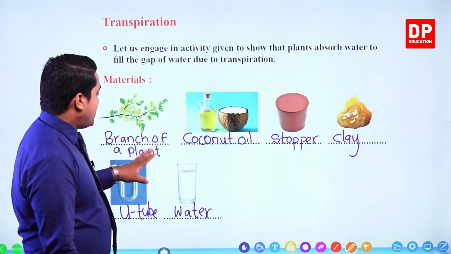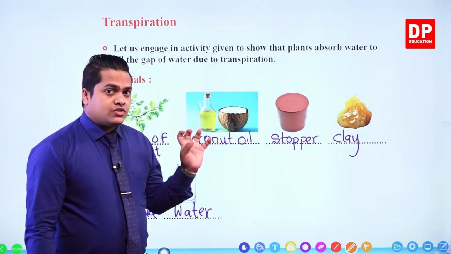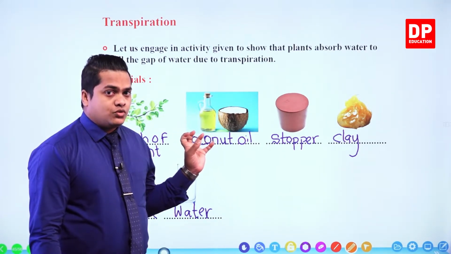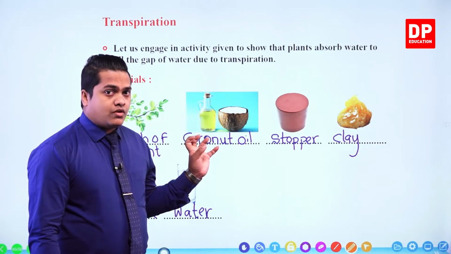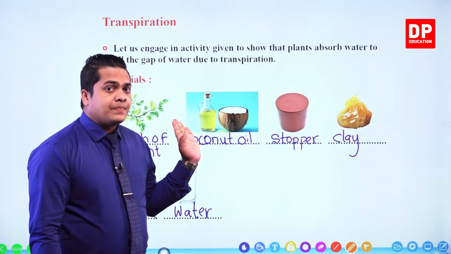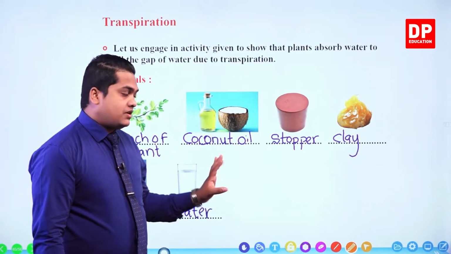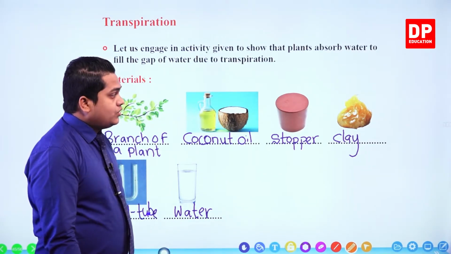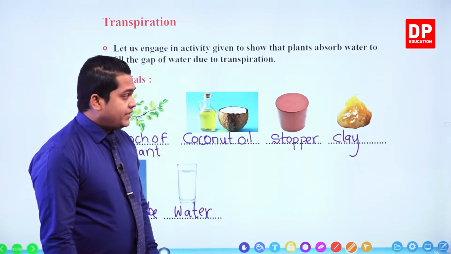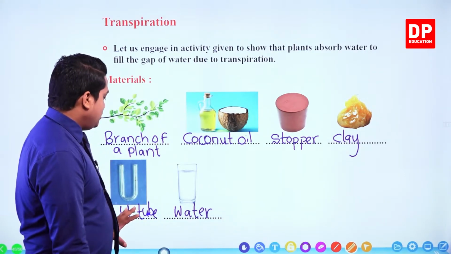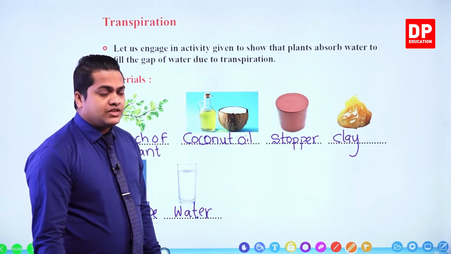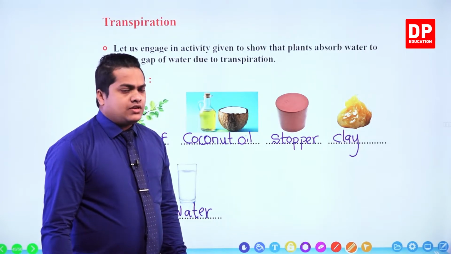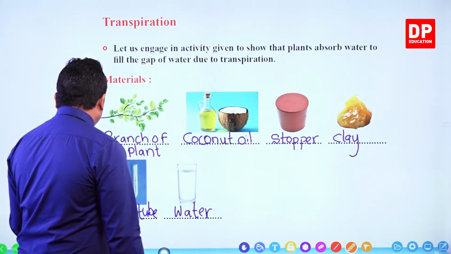We'll be needing a branch of a plant. The topmost shoot is a good option for this. If you take the topmost shoot or the aerial shoot of the plant, the shoot apex, then that is the best option for this experiment. Then we'll be needing a layer of coconut oil, a stopper, and to seal off the system we'll be needing clay or grease, then a U-tube and some water. So these are the materials we'll be needing in conducting this activity, right? So let's see how to conduct the activity then.